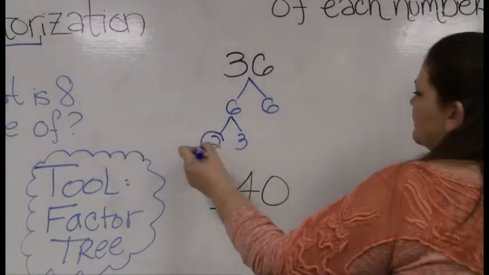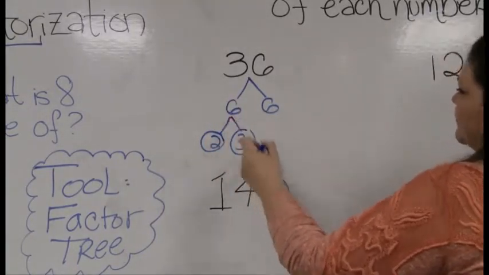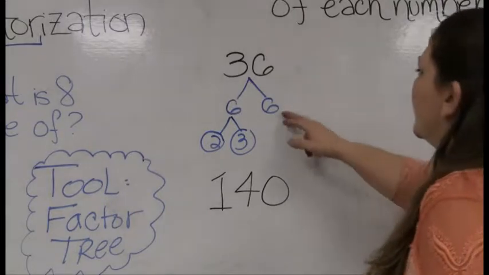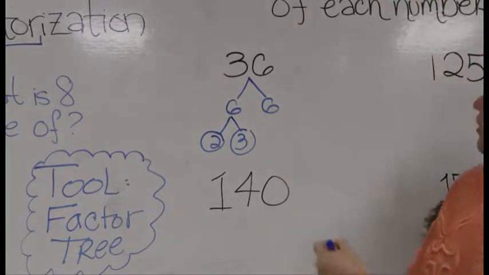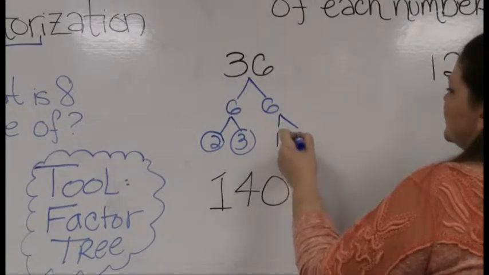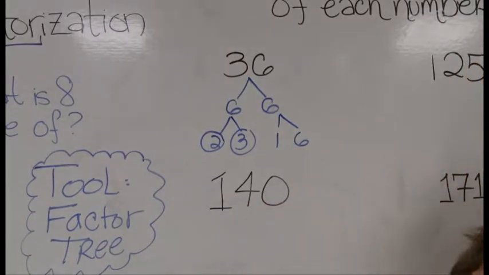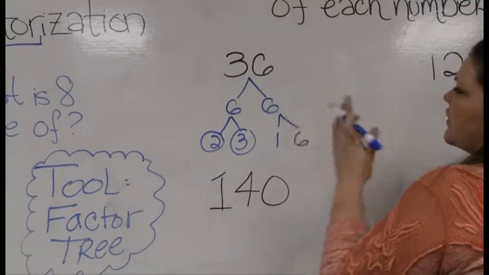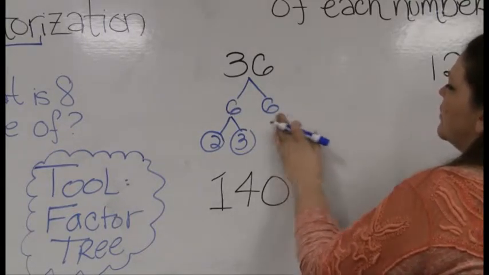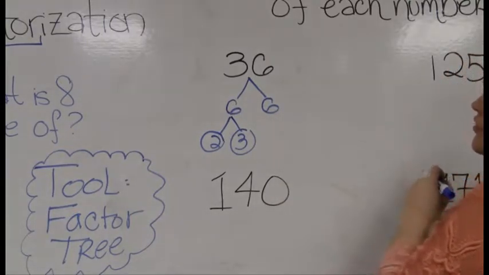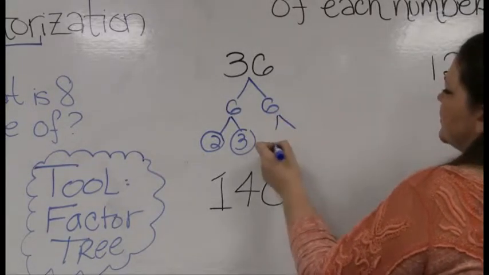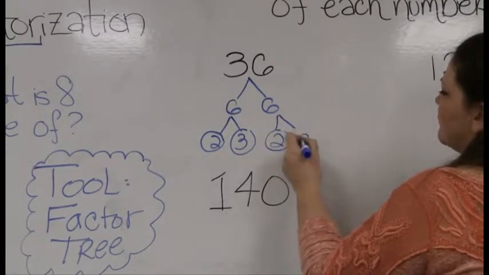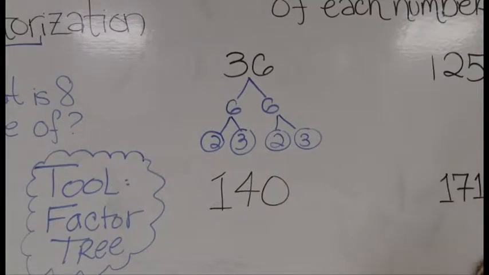Now, 2 is a prime. I'm going to stop there. 3 is a prime. I'm going to stop there. Okay. Now, a lot of people will tell me, well, 6 is also the same as 1 times 6. And I say that's true, but you're not breaking the number down any further, so we're not going to use ones in a factor tree, okay, guys? That'll be the one multiplication fact we ignore, okay? But I do know that 6 is 2 times 3. Those are both primes, so I'm done.